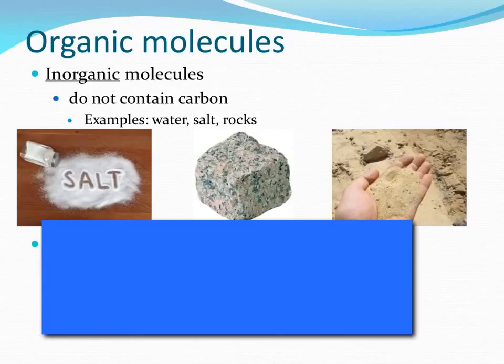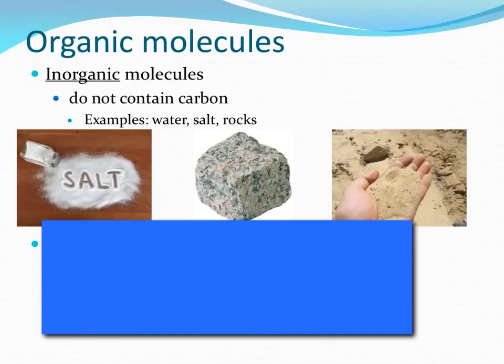One, they could be what's considered inorganic molecules. These are mostly molecules that do not contain any carbon. An example of things that do not contain carbon: water, H2O. Table salt is NaCl. Most rocks like granite don't really contain any carbon. Sand is kind of like broken down rocks. These are all things that are inorganic.